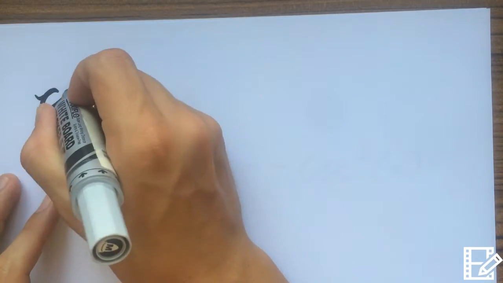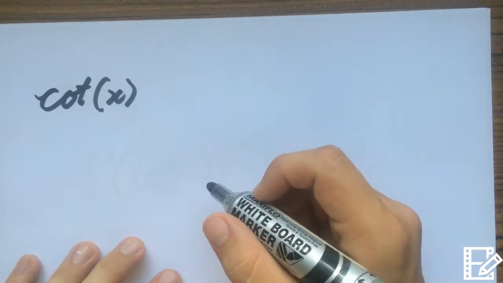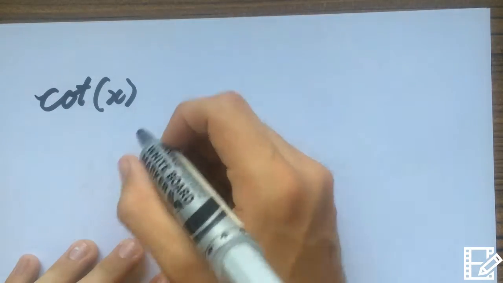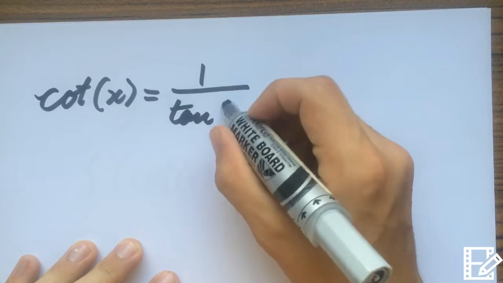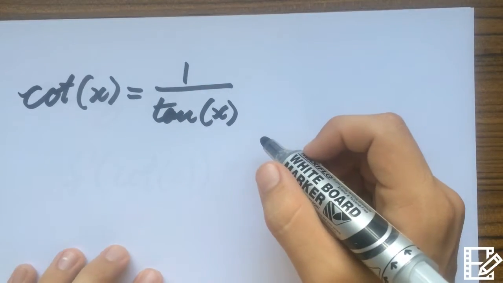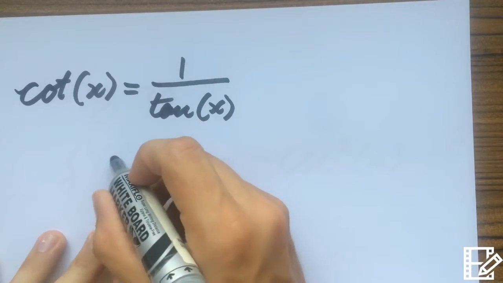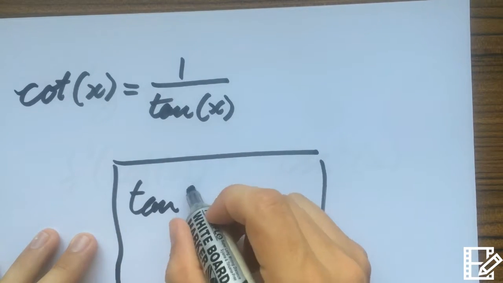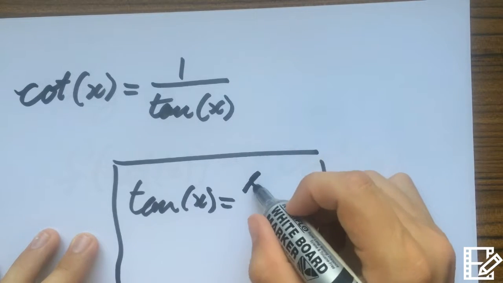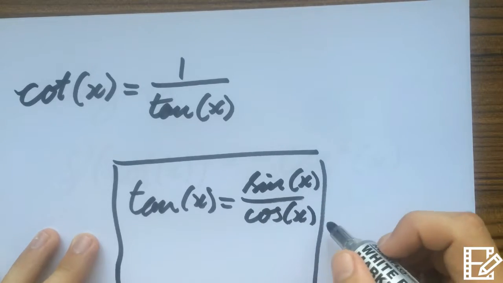So we'll start with, obviously, cot x. Now, what's a trigonometric identity for cotangent of x? It should be 1 over tan of x. Okay? Now, what is 1 over tan of x? Well, if we break this up, we start with tan of x, and that's equal to sine of x over cosine of x.